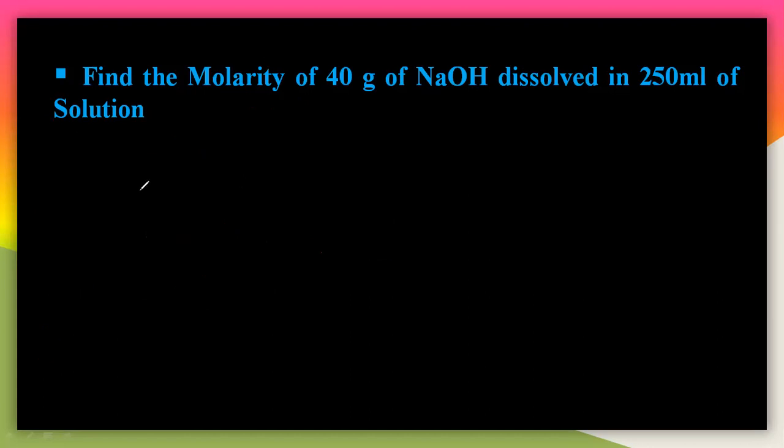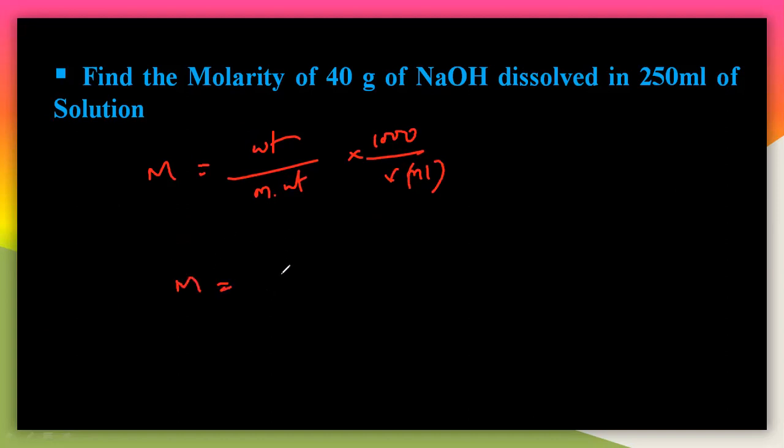How can we find the concentration term, the molarity, for this mixture? Just now I told you molarity is weight by molecular weight into 1000 by V in ml. So this is the formula. You can also write M is equal to moles by volume of solution. If it is in ml, simply multiply with 1000. If it is directly in liters, you do not need this 1000. So this is the molarity formula. What is the weight of this NaOH? The weight is 40 grams.